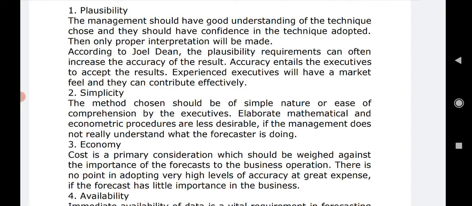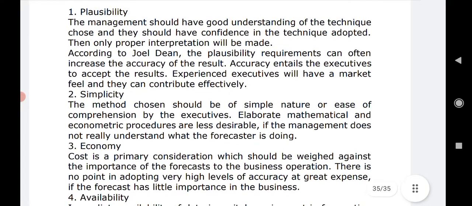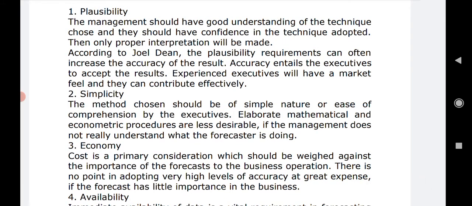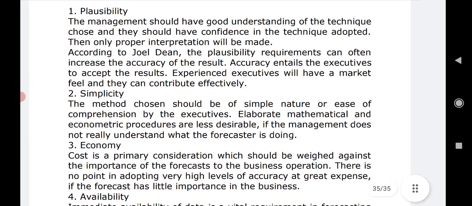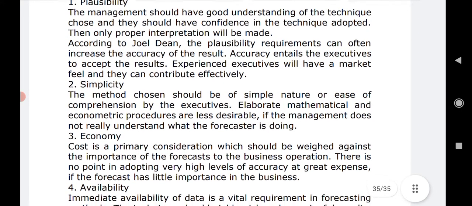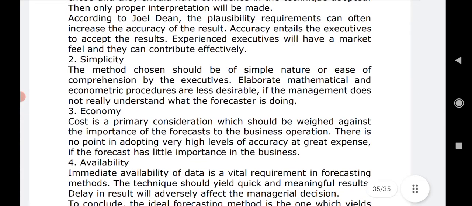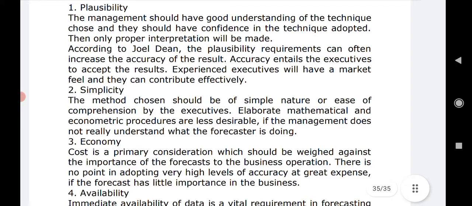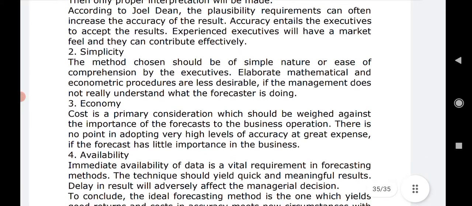Like the first one is plausibility. That means what can be believed, right? The management should have a good understanding of the technique chosen, and they should have confidence in whatever techniques are adopted. That plausibility should be there in forecasting. If unbelievable forecasts are made, unreal forecasting results would follow, right? Experienced executives have a market feel, and they can contribute effectively towards having this plausibility.